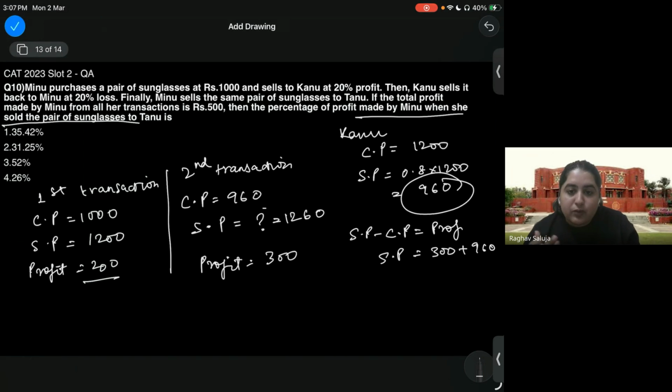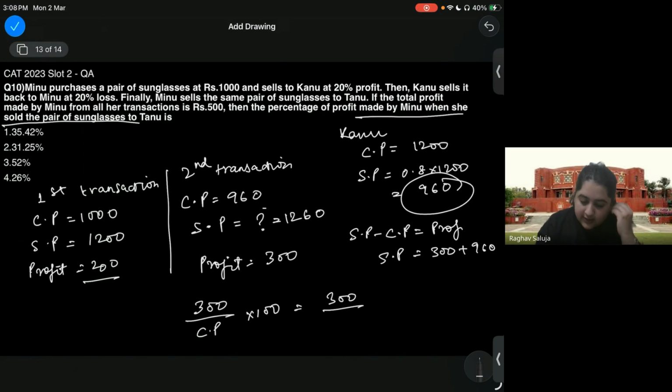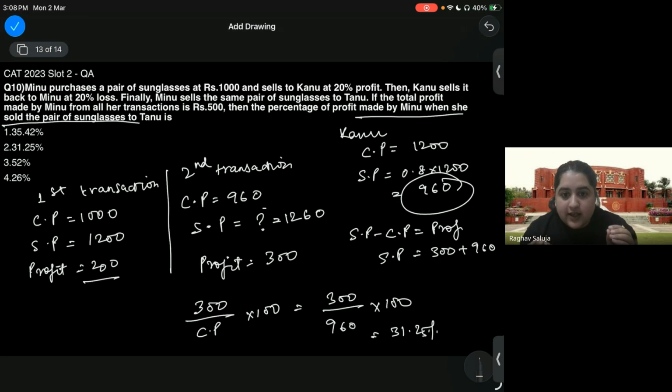So the percentage of profit made by Meenu when she sold the pair of sunglasses. So our profit percentage is going to be nothing but profit upon cost price into 100. So here you didn't even have to find the selling price. You could have written just profit upon CP because you know the profit. 300 upon 960 into 100, which is 31.25.